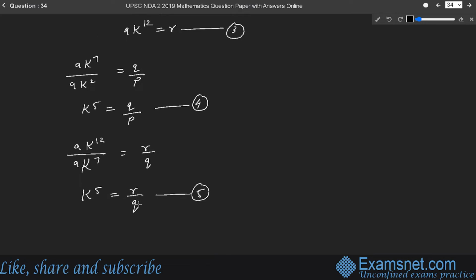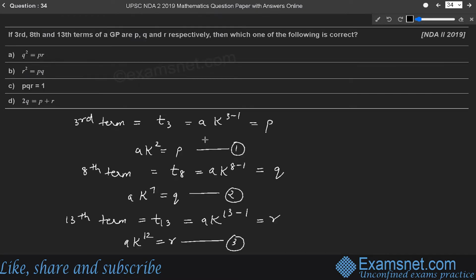Now, from both these equations, fourth and fifth, we can say that the LHS is equal. So the RHS will also be equal. So Q upon P is equal to R upon Q. Or we can say that Q square will be equal to PR. So we can say that the correct option here will be Q square is equal to PR, which is option number A here.